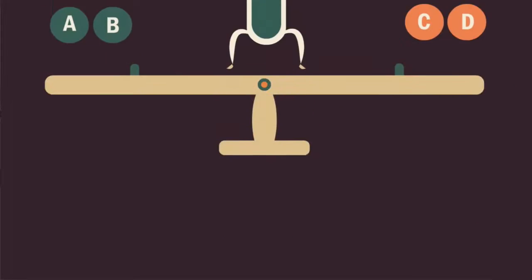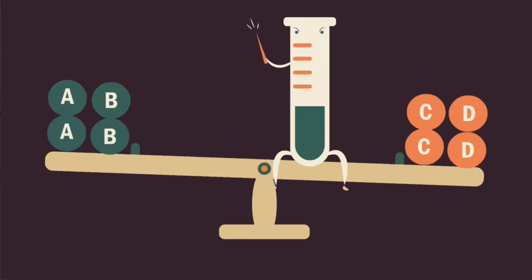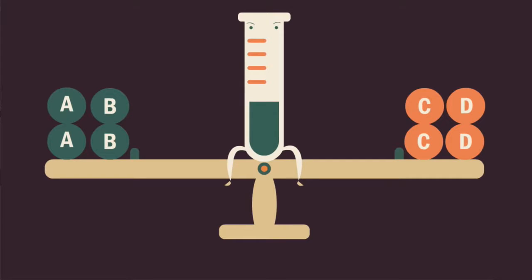If we added more C and D, the system becomes stressed and is also no longer at equilibrium. So to counteract the stress, the system forms more A and B. Therefore, the equilibrium shifts to the left.